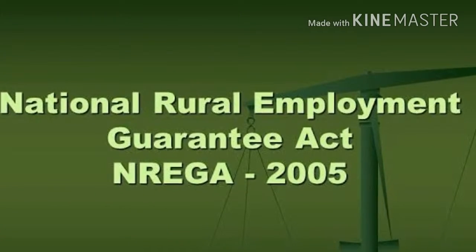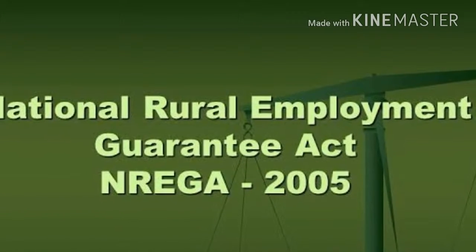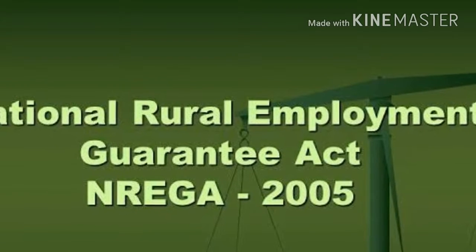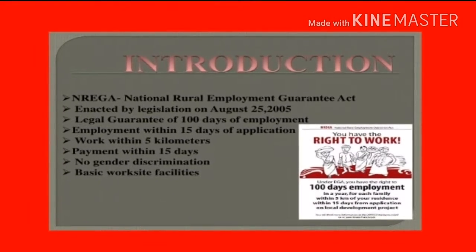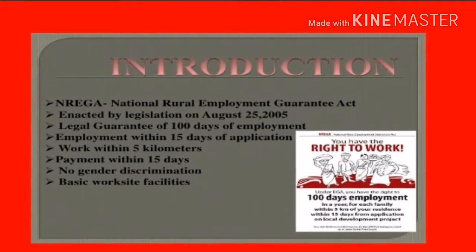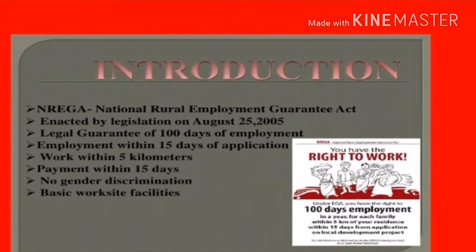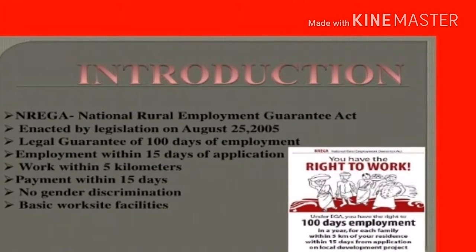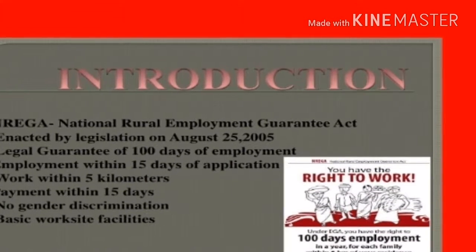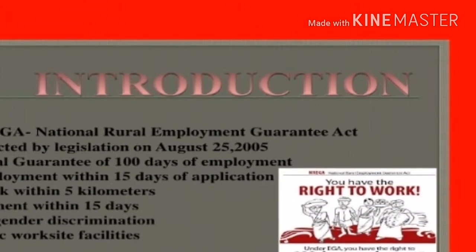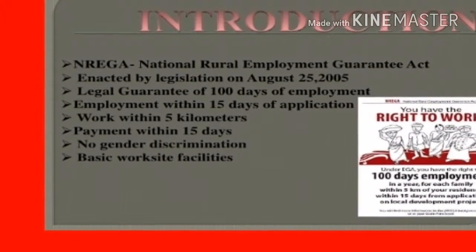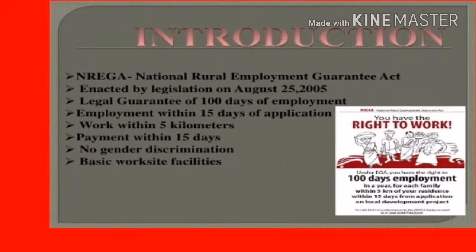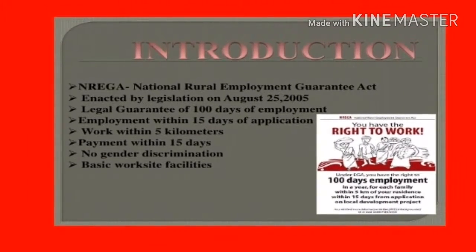It is called the National Rural Employment Guarantee Act. This act was passed in 2005 and has to be implemented in 200 districts. Under this act, for all those who are able to work and who are in need of work, the government gives 100 days of employment in a year. And students, if the government is unable to give employment, then it will give an unemployment allowance to the people.